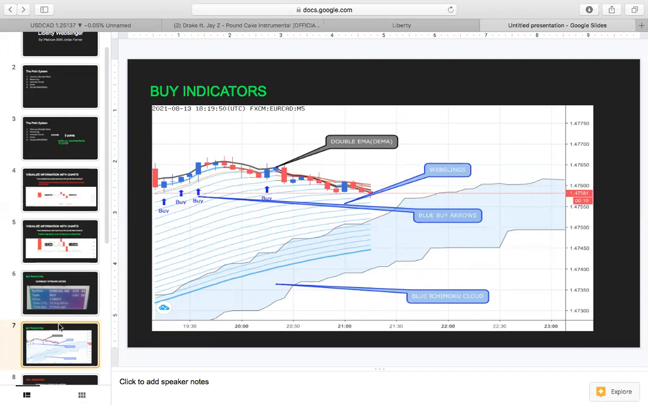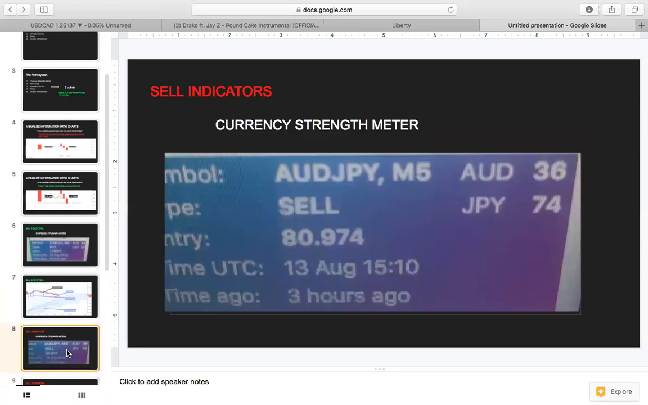Cool. Let's move into the sell indicators. Now, check this out, family. So I kind of just explained the currency strength meter on one of the other slides that I just did, right? Now, this is pretty self-explanatory. AUD is my primary currency. Japanese yen is my secondary currency.